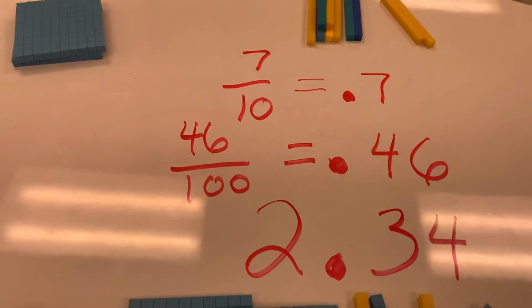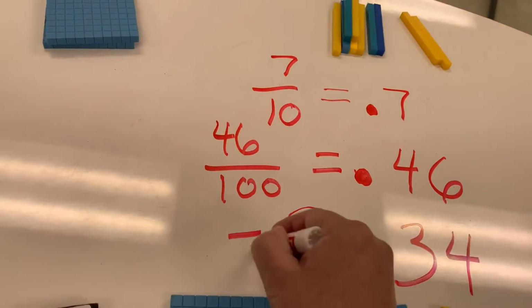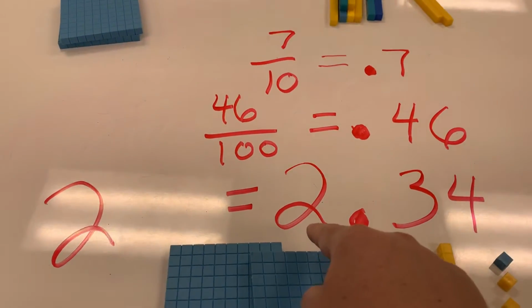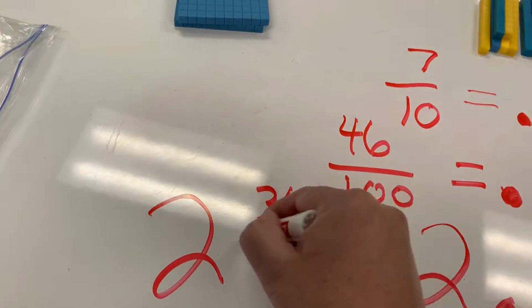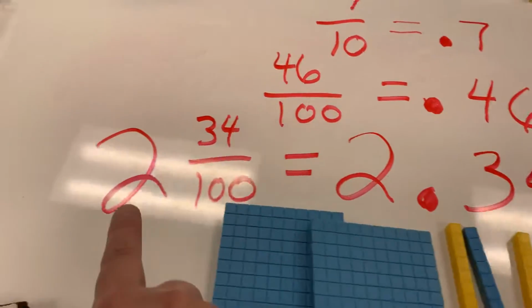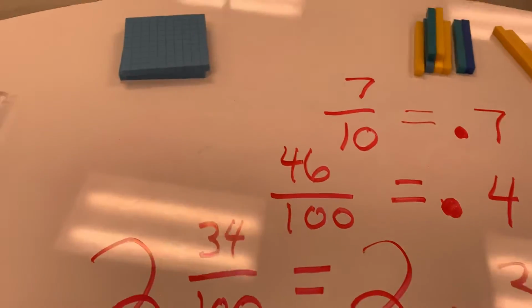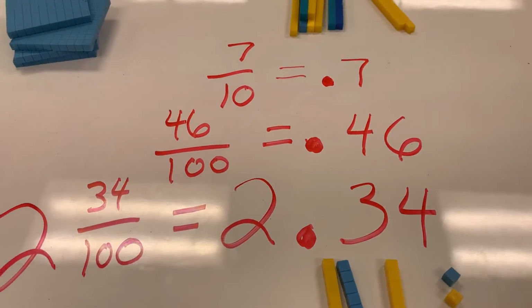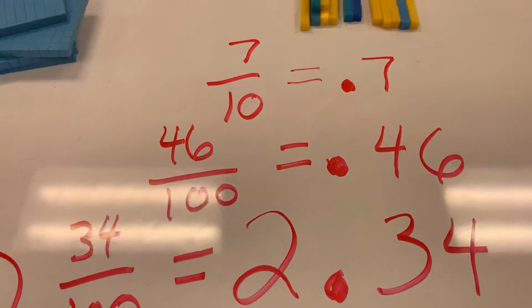Now, what would that look like as a fraction? Well, 2 would be the whole number, so 2 is the same as this 2. And then the 34 hundredths would be simply 34 over 100. So 2 and 34 hundredths would be the same as 2 and 34 over 100 in the fractions. Okay? Does that make sense, guys? So there's your 3 answers all together. Okay? So let's go and we'll try a couple more.